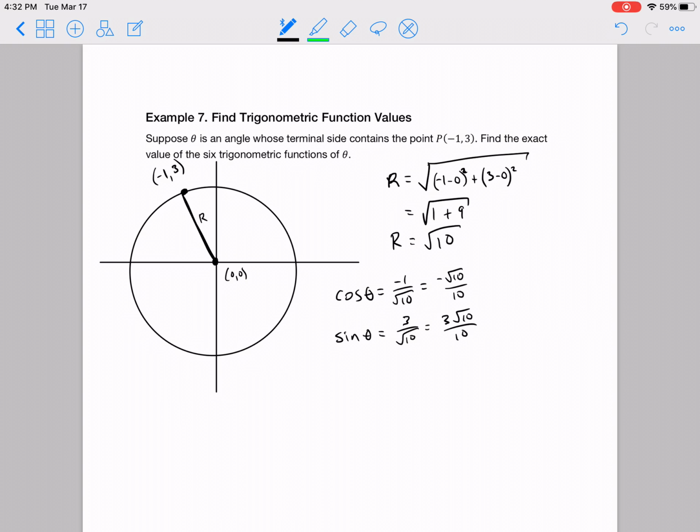Okay? So I think I'm going to stop there. I want you to finish up the tangent, the cosecant, the secant, and the cotangent on this one, using the idea of just dividing by that r by finding that radius first. I'll fill it out in the notes for you so you can check. Okay?